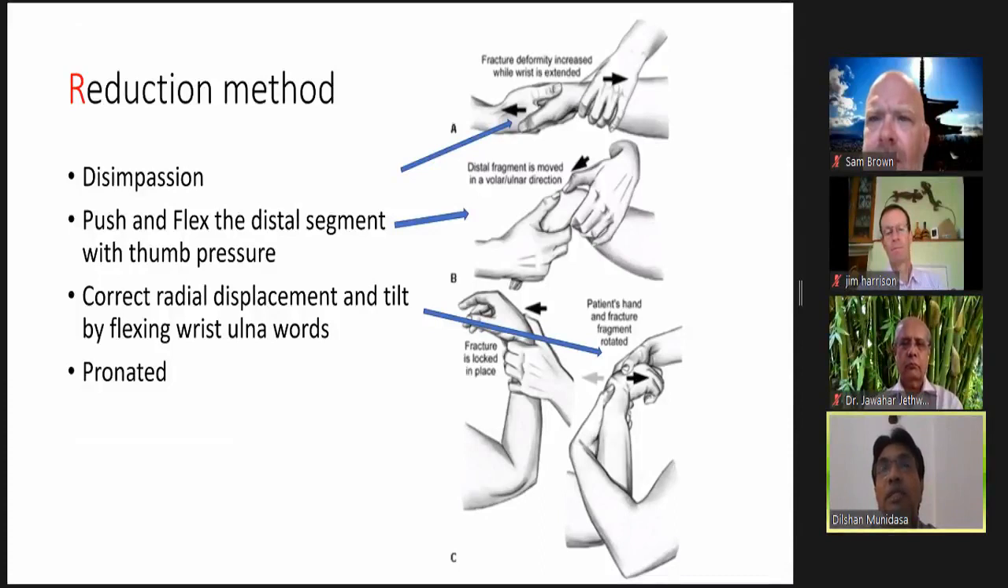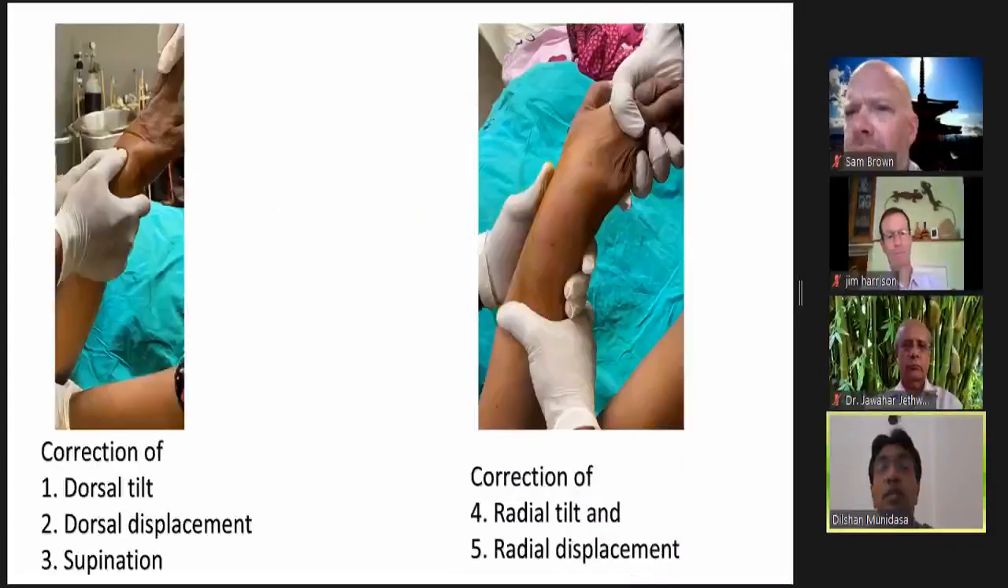First, by disimpaction, applying traction, and then push the fragment with your thumb, and that will correct both the dorsal angulation and the dorsal tilt. Then you do the radial correction by pressing from the radial side of the distal fragment. And you always do pronation to correct the supination. So let us see in a clinical case how we do this, and this is how we do the correction of the dorsal tilt and dorsal displacement in the first picture.